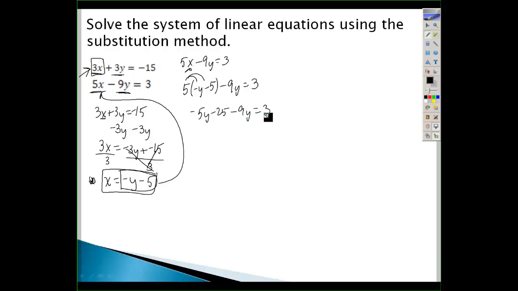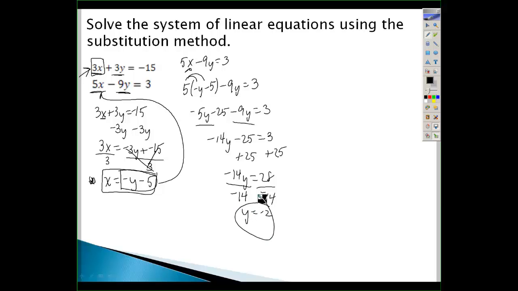Minus 9y equals 3. And I'm going to say negative 5y, negative 9y is negative 14y. Minus 25 equals 3. And so if I add 25 to both sides, negative 14y must equal 28. And if I divide by negative 14, y will equal negative 2. So I've got half of my solution now. Like I said before, once I have one, I can plug it into any equation with an x. I could plug it into that equation, that equation, any equation I want, or this equation. As long as there's an x and a y, I can plug it in.